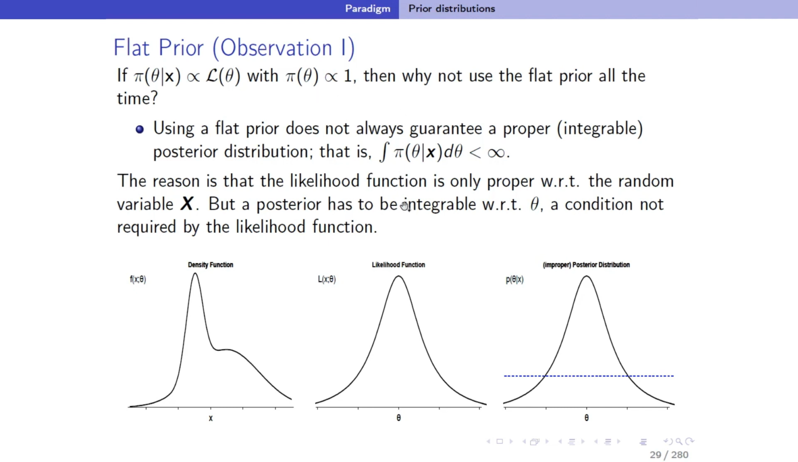That's because the density function is proper with respect to x. But if you translate it to a likelihood, it often has a mode, but the likelihood function doesn't care about the tail. The tail doesn't need to go down, so the likelihood function is not guaranteed to be integrable. That's why, if you have a flat prior, it's not always guaranteed to be integrable. You don't have a tail that weights things down. So when in doubt, you should always use a proper prior to weight the tail of the likelihood down, to make the posterior a proper distribution.